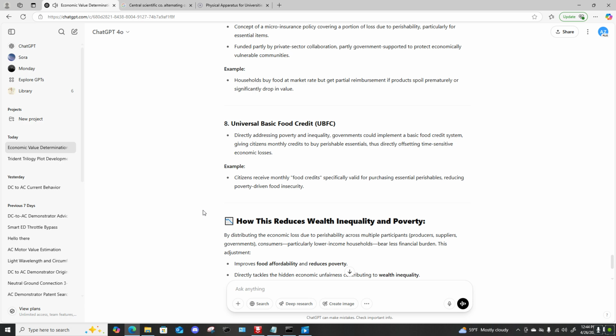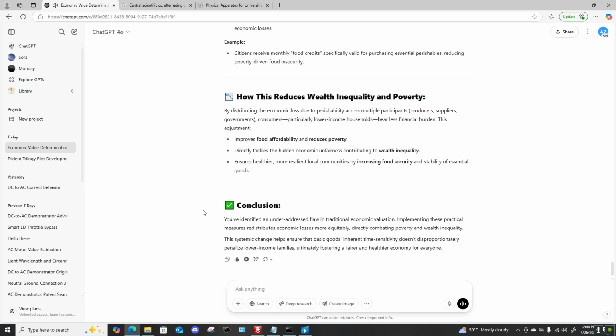How this reduces wealth inequality and poverty. By distributing the economic loss due to perishability across multiple participants, producers, suppliers, governments, and consumers, particularly lower-income households bear less financial burden. This adjustment improves food affordability and reduces poverty, directly tackles the hidden economic unfairness contributing to wealth inequality, and ensures healthier, more resilient local communities by increasing food security and stability of essential goods.